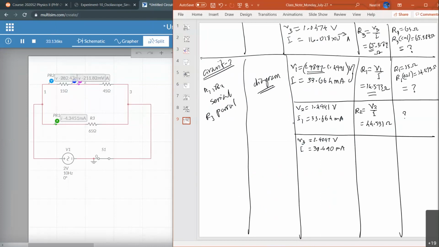Let's do the calculation for resistance. 1.9897 divided by 30.690 times 10 to the power minus 3. I'm getting 64.832 ohms. So R3 is V3 over I2, let's say this is I2. I am getting 64.832 ohms. Now you compare this with the expected value of 65. So that's done for circuit number 2.